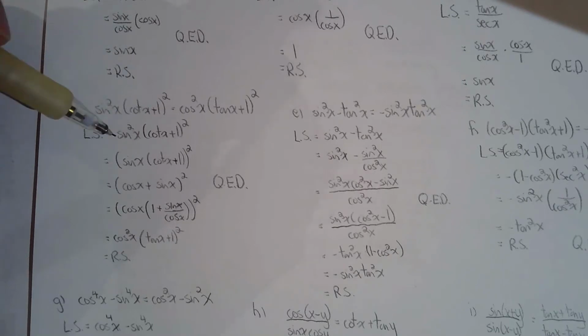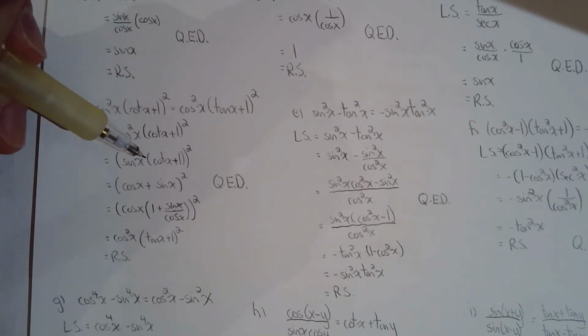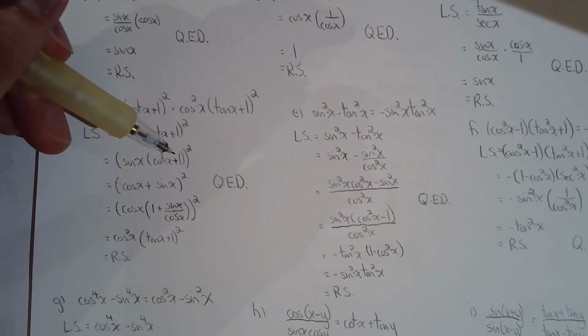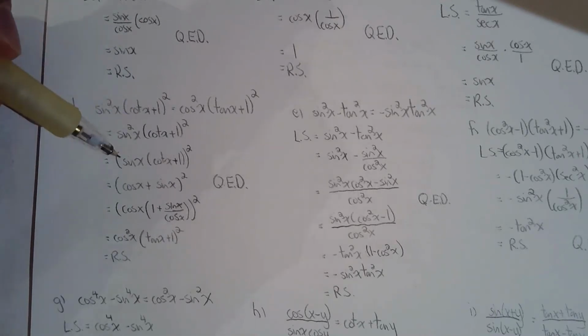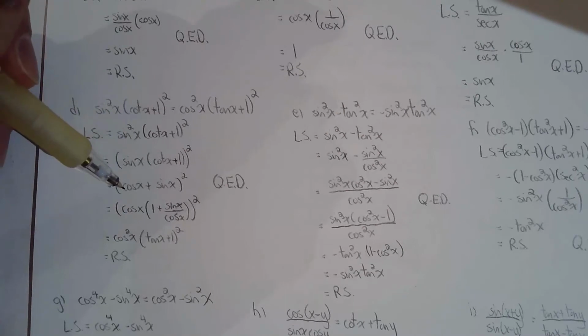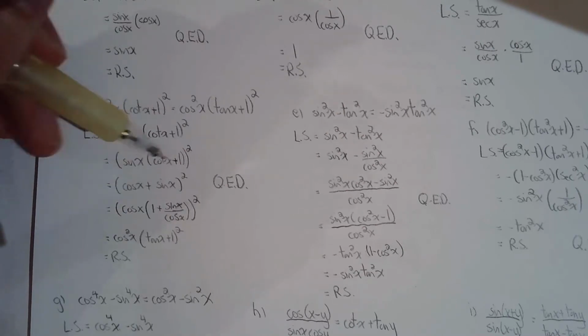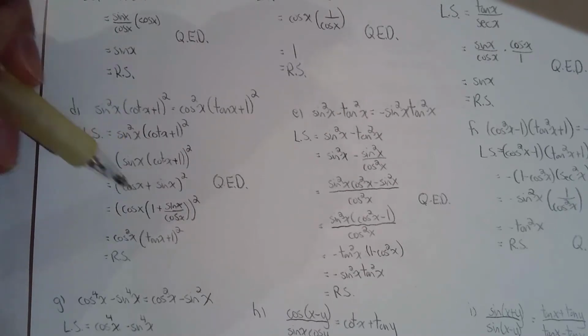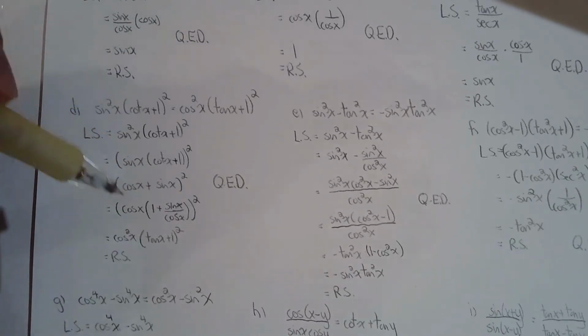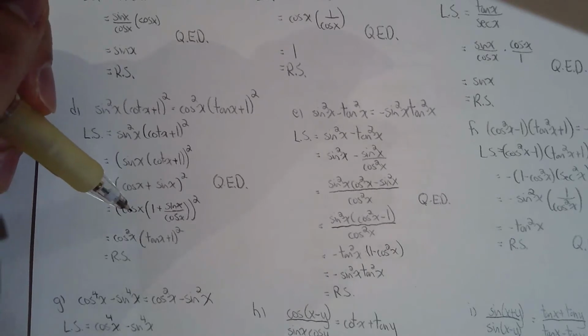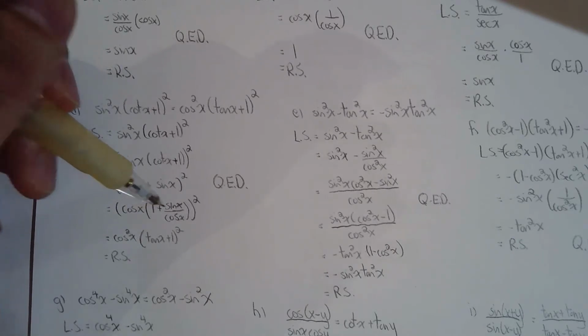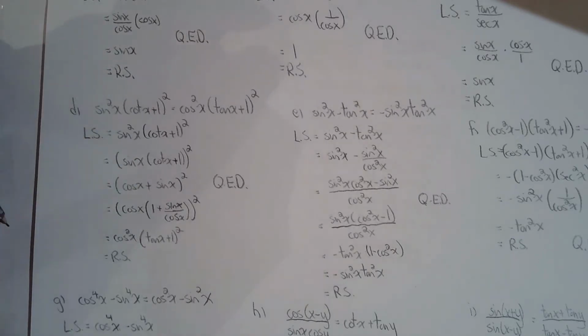I expressed it as sine x times cotan x plus 1, all squared. And then sine x times cotan x is cos x, and sine x times 1 of course is sine x. I simplified this by factoring cosine x, because that's going to give me cos x times all of tan x plus 1, and then I square each factor.